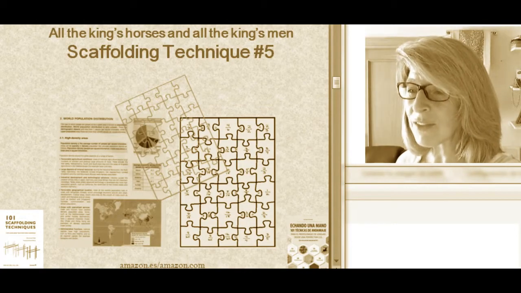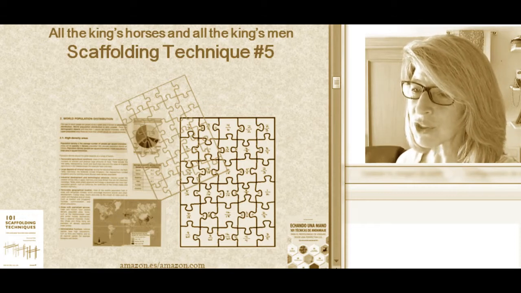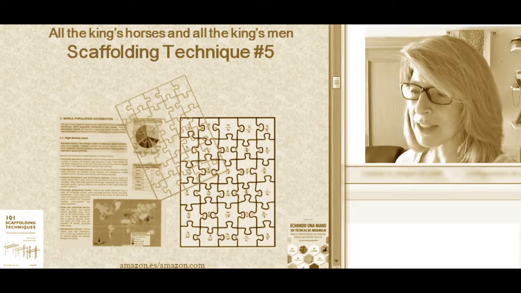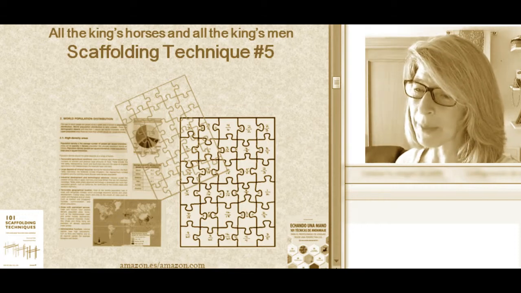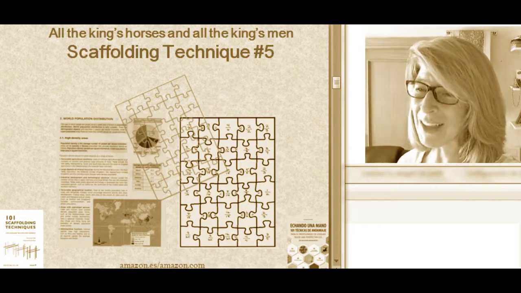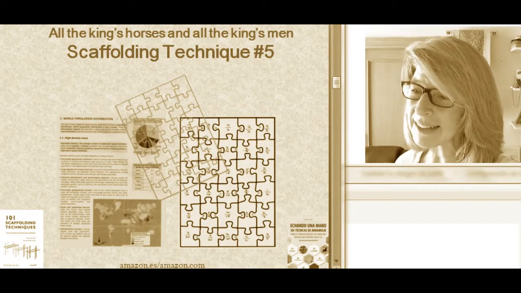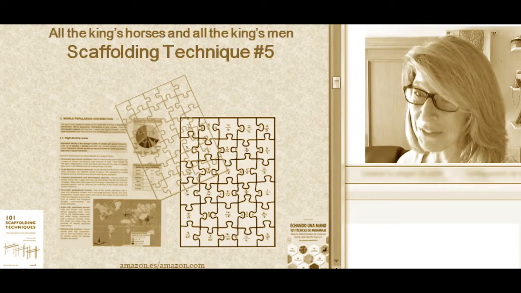Scaffolding technique number 5 is called All the King's Horses and All the King's Men, and it refers to a children's poem about Humpty Dumpty, who fell off a wall and had to be put back together again. This technique is about putting things back together again. We're going to use puzzles to help generate cognitive activity and make learning fun.